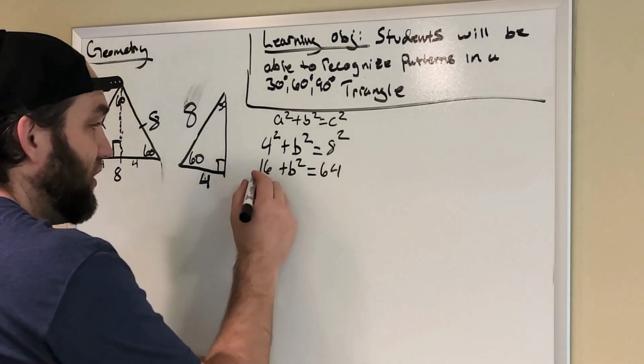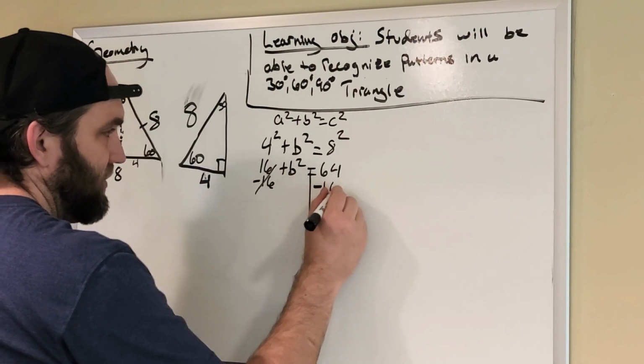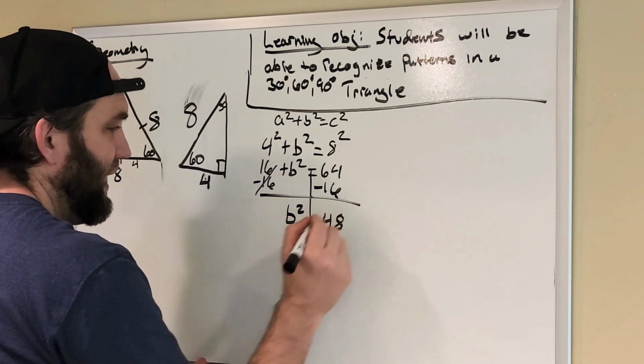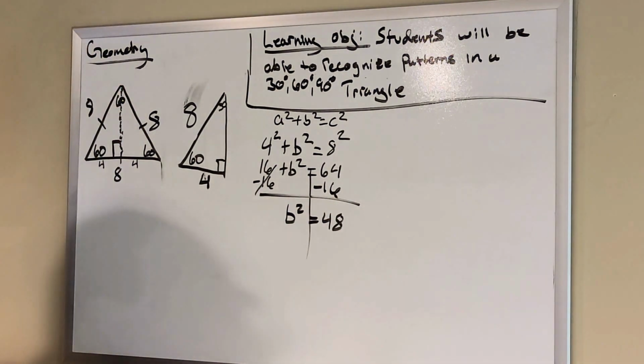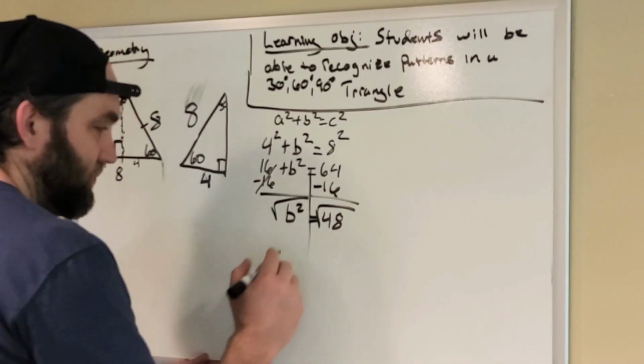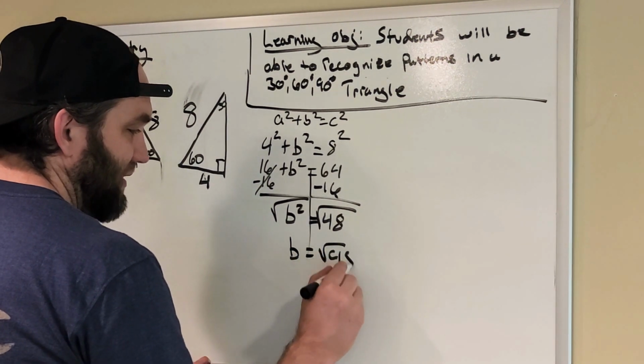Now I'm just going to solve. Subtract 16 from both sides. Subtract 16. End up with b squared equals 48. And then the last piece, as I've been doing before, square root both sides. So I'm left with b equals the square root of 48.